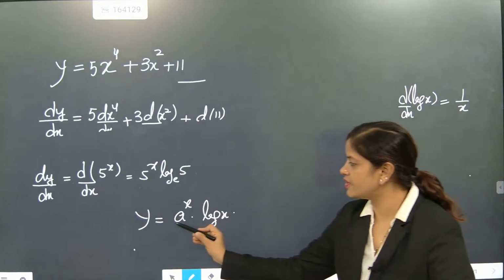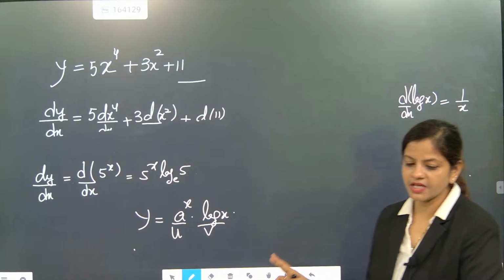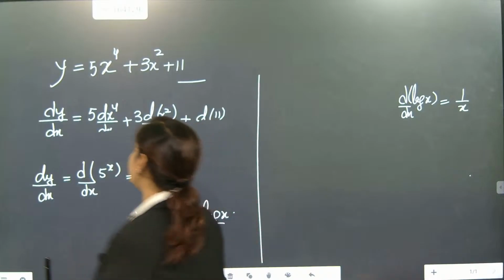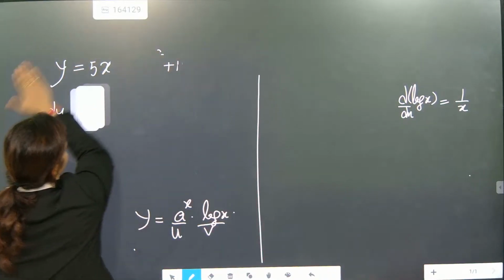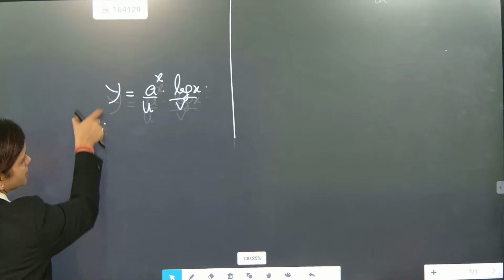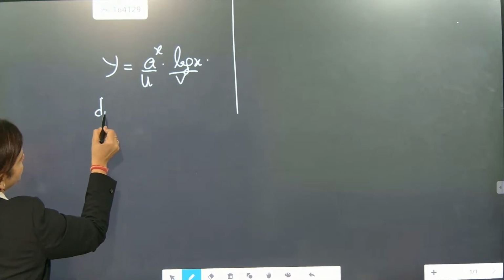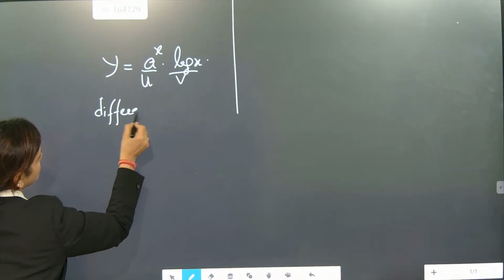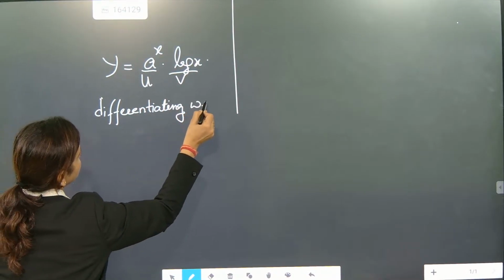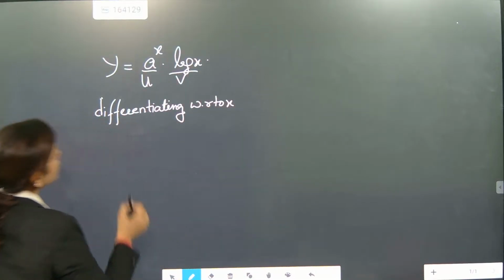But here two different functions are there. One is u and one is v. When two different functions are there, what did I teach? How are you going to differentiate when two different functions are there? When two different functions are there, the differentiation technique will be: see, this is u and this is v. So differentiating with respect to x.